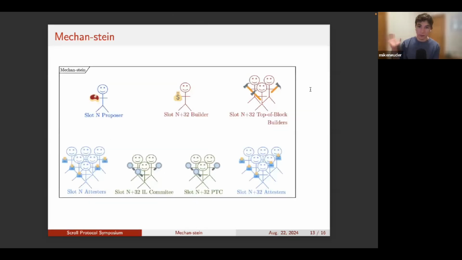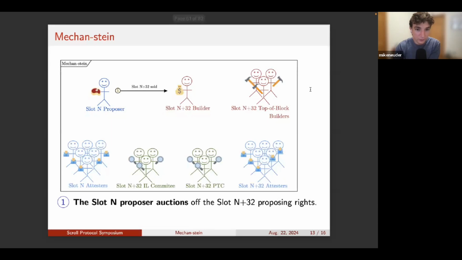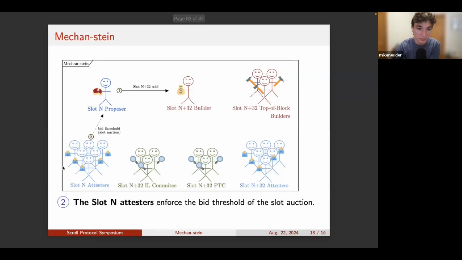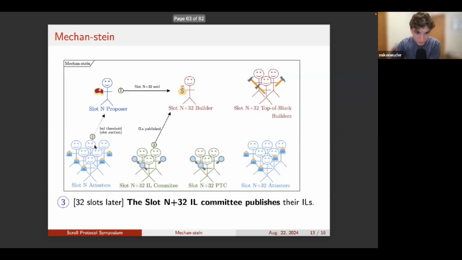Right. So I'm just going to run through this super quickly. Again, this is a very dense picture, so maybe it's easier to look at after, but hopefully it's useful in the moment, just in time too. So, very briefly, the slot N proposer auctions off the slot N plus 32 proposing rights. So now we have this guy on the left selling it to the slot N plus 32 builder. And this auction is enforced by the slot N attesters, right? So this is the standard execution auctions model that we described second.